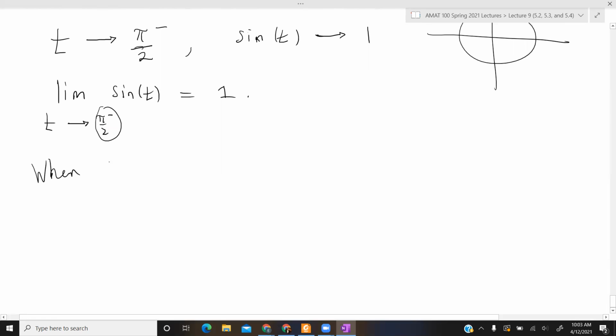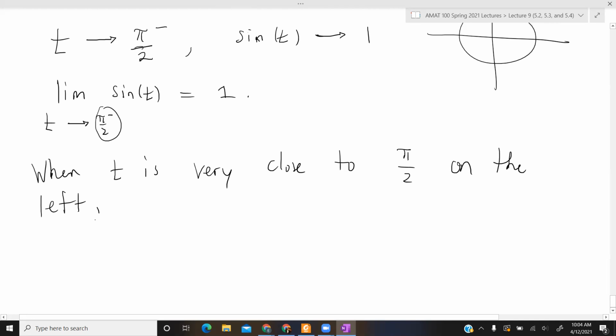When t is very close to pi over 2 on the left, cosine of t is very small. I'm going to put these in parentheses because these are not really precise mathematically. I should say very small.